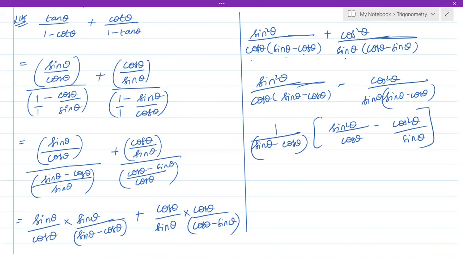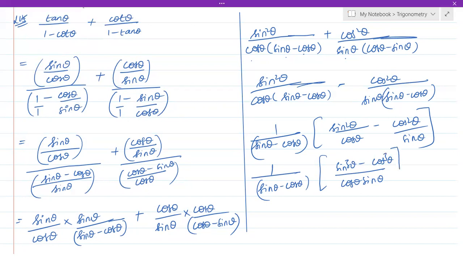So 1 by sin theta minus cos theta. How do we take LCM, shortcut method? Multiply the denominators, cos theta into sin theta. Crisscross. Sin square theta into sin theta is sin cube theta, minus cos theta into cos square theta is cos cube theta.